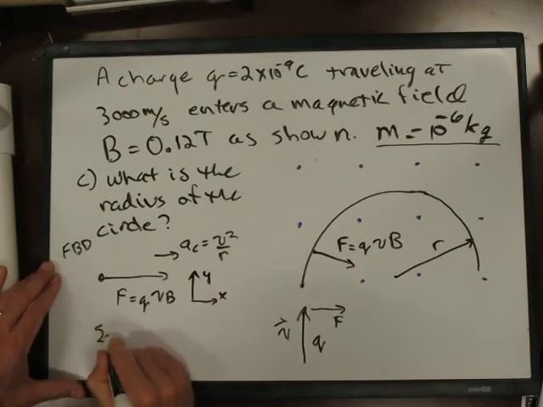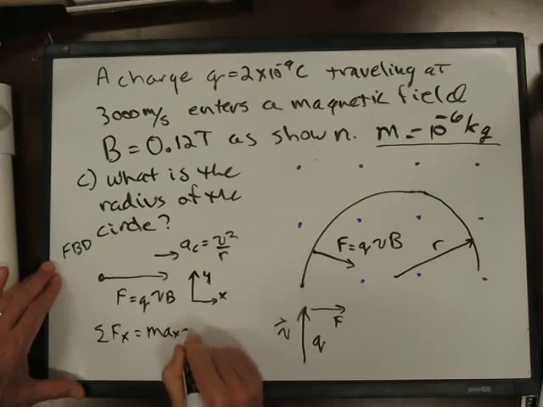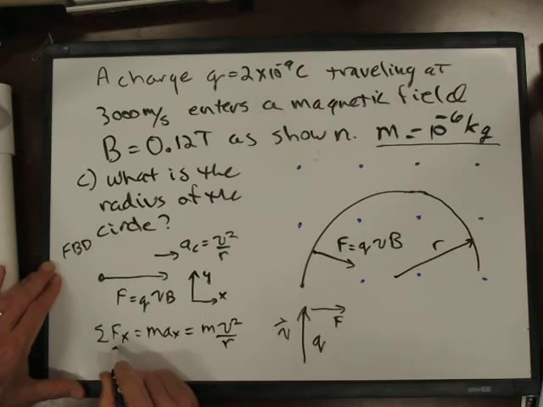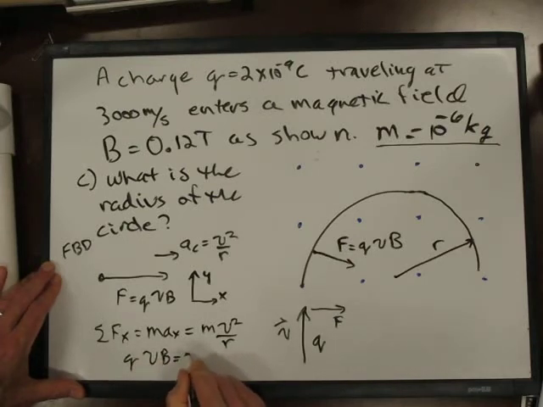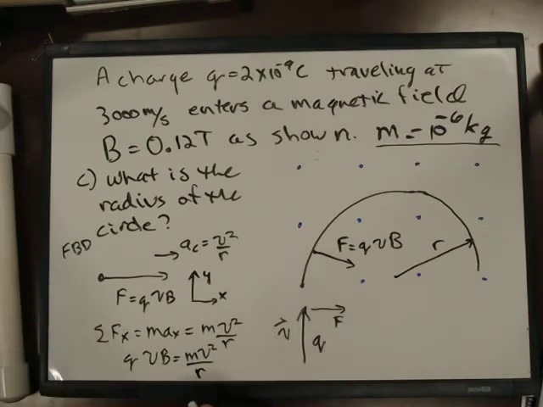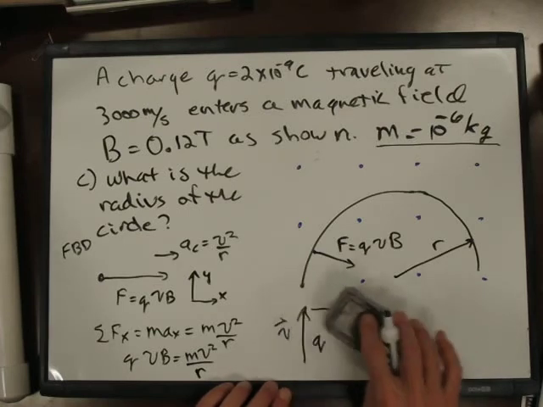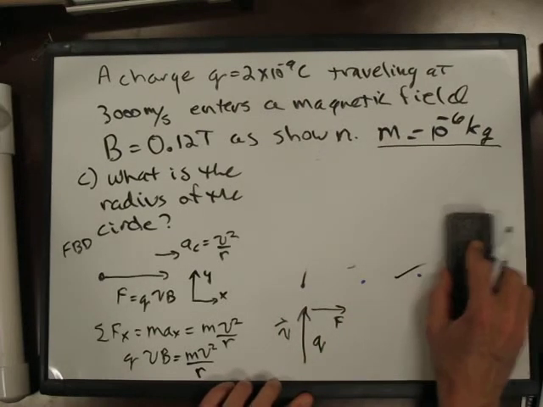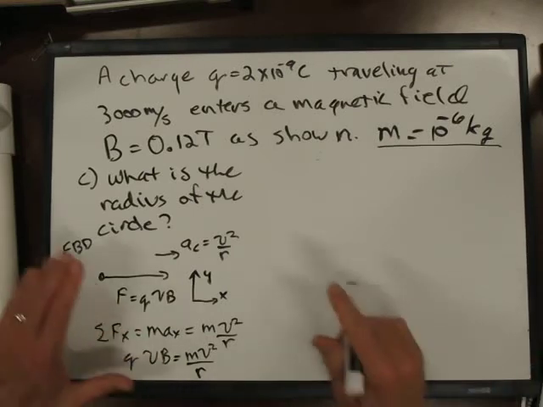I can say, look, the sum of the forces in the x direction equals m a sub x. That's mv squared over r. But the force is just the one. It's just qvb equals mv squared over r. I was using a lowercase r, so let me get back to that here real quick. R, right? And I'm going to have to erase some of this stuff so I can do a little work here. You can scroll back and see that if you want to.